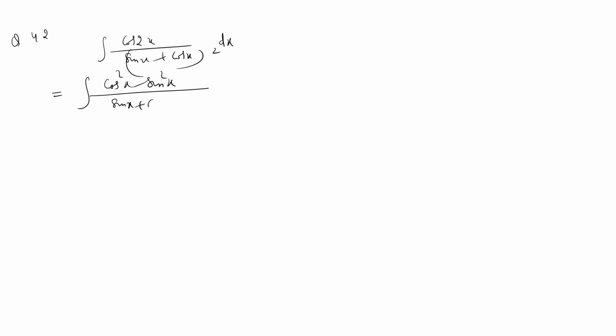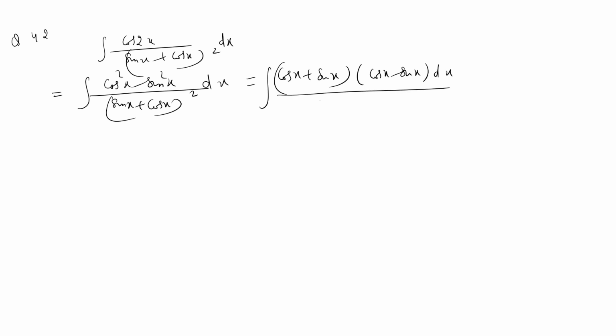Question number 42 says integral cos 2x upon (sin x plus cos x) whole square. You should have this knowledge that I can write cos 2x as cos square x minus sin square x, which will have a factor common with the denominator, and this will reduce to the f dash x upon f x form. So it becomes (cos x plus sin x) into (cos x minus sin x) dx upon (sin x plus cos x) whole square.